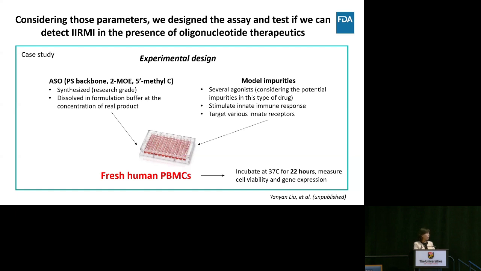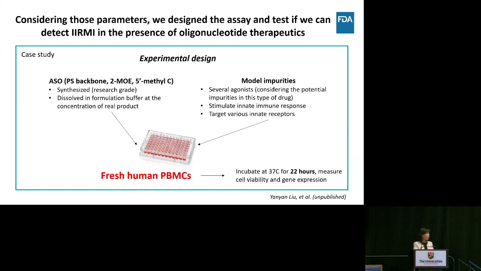As a proof of concept study, we synthesized an ASO, which has a PS backbone, 2'-MOE modification, and 5-methyl C. Its sequence is the same as nusinersen, but it's research grade. We dissolved this in the formulation buffer, same as the nusinersen. We also included model impurities. We considered the potential impurities in this type of drug, so we included several nucleic acid sensor ligands and also the extracellular PAMP ligands. They can cover the various innate receptors.